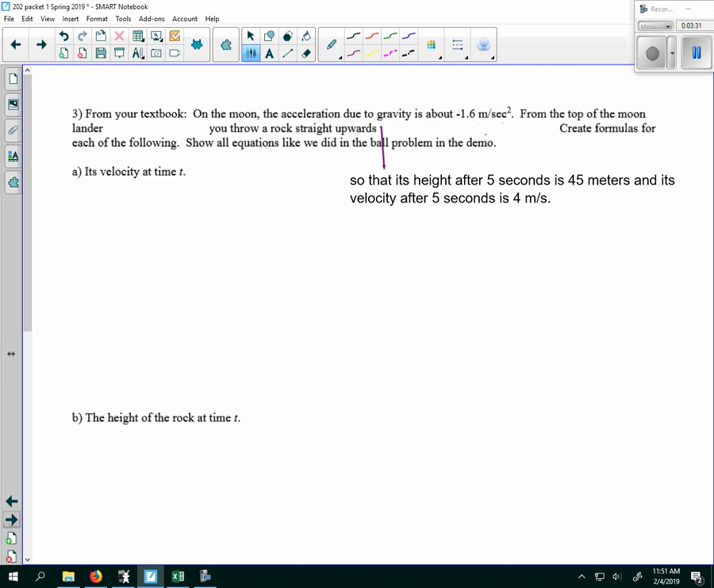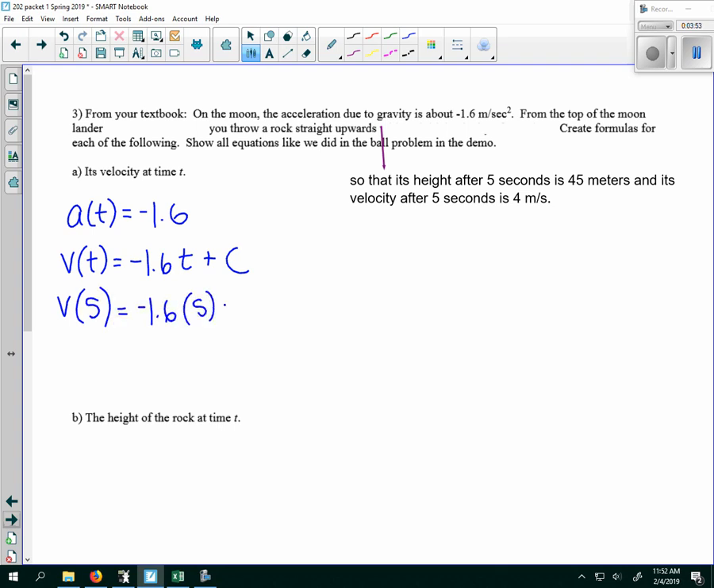Okay, so for velocity, I'm going to start with acceleration because they told me that it's negative 1.6 meters per second squared and it's constant. So my velocity is an antiderivative of this, so it will be negative 1.6t plus c. And I know that my velocity after 5 seconds, negative 1.6 times 5 plus c, is 4. So negative 1.6 times 5 is negative 8. So c comes out to be 12, which means that my formula for velocity is negative 1.6t plus 12.